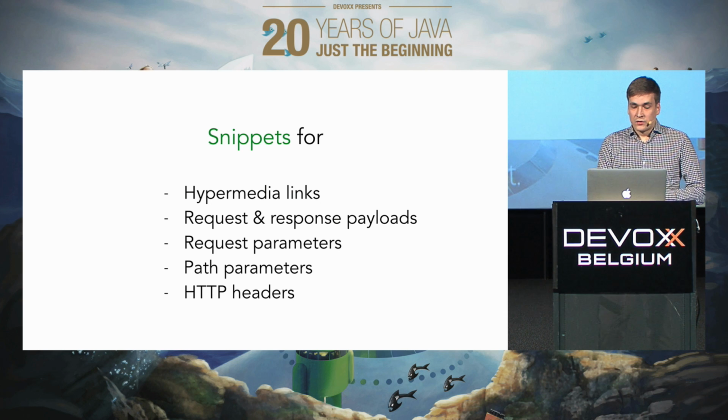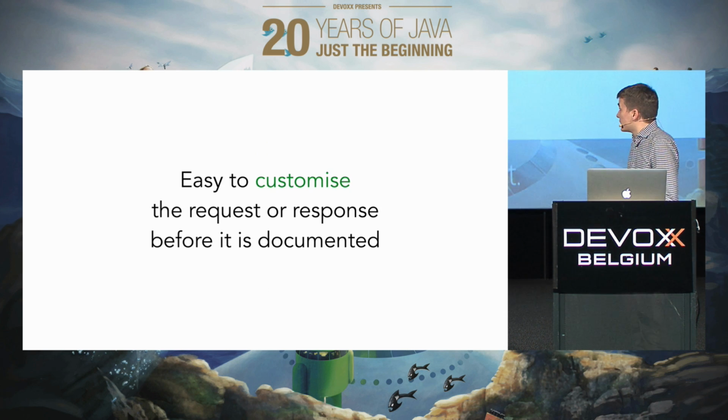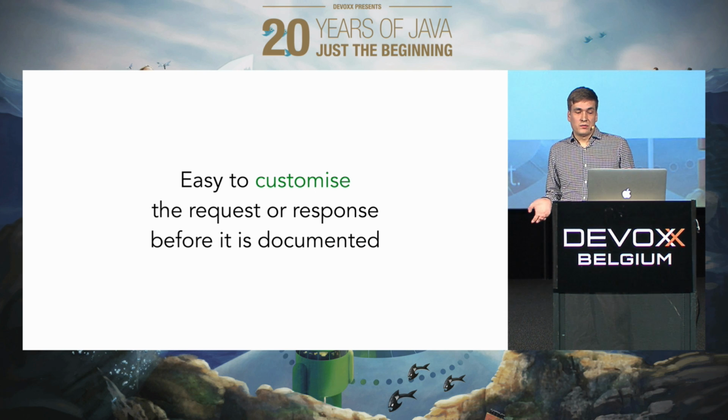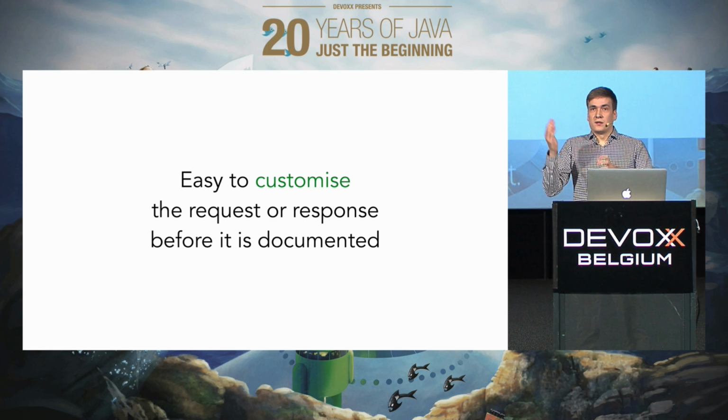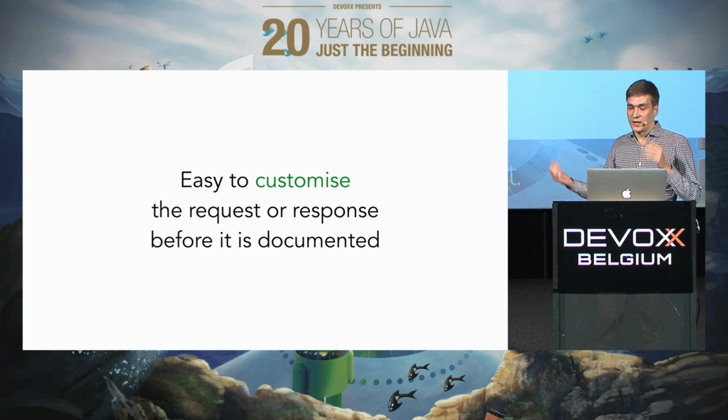So aside from this, it's also possible to customize the request and response before you're actually going to document it. That's sometimes required when you, for example, want to pretty print your response body or your request body before you document, because that's easier to read. Or when you see, for example, some headers that you don't care about in your documentation, and you just want to strip them off. So that's also possible to do. It's really easy with a Fluent API.